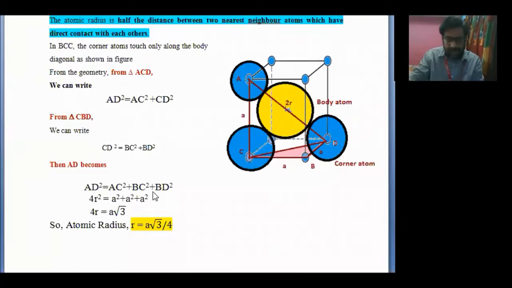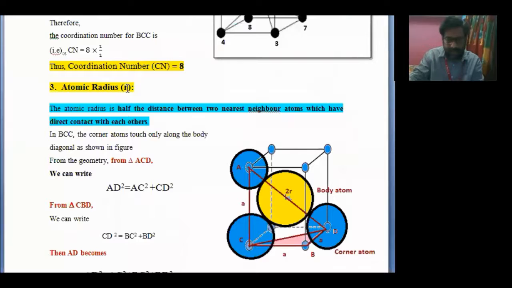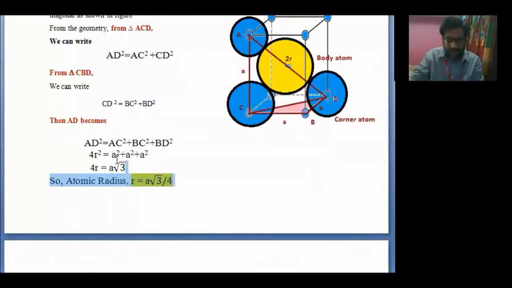We have to measure the value of R. To measure the value of R, we are taking the square root on both sides. So we get 4R is equal to A root 3. So from this, we can write the atomic radius R is equal to A root 3 by 4.